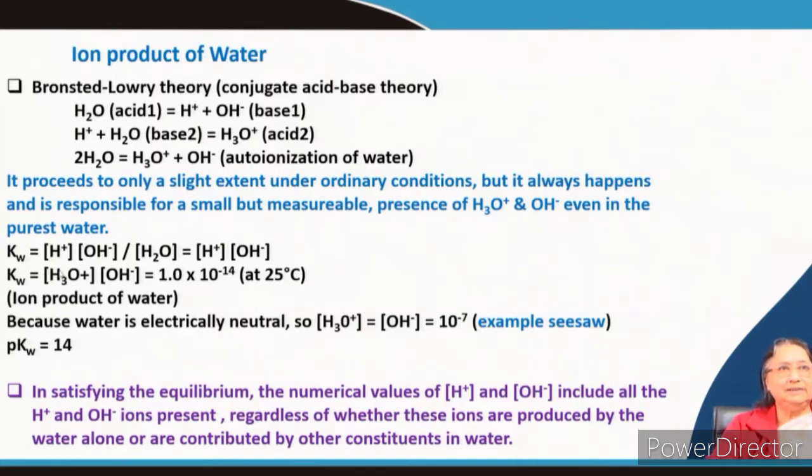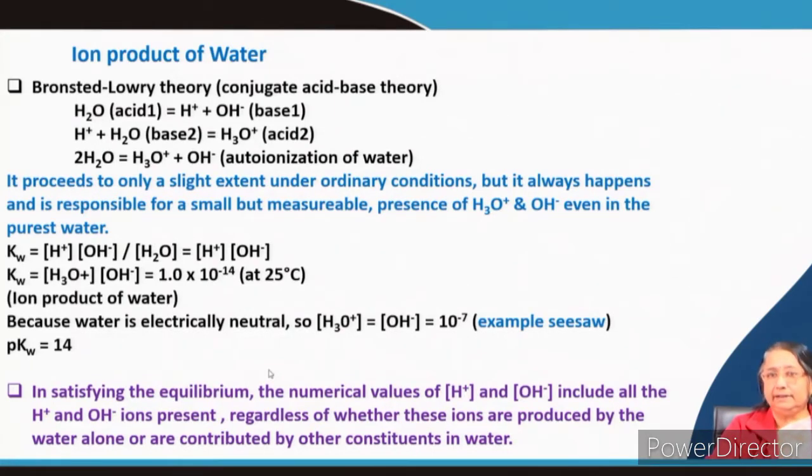So, Kw, which is the equilibrium constant of that reaction, can be written as Kw equals H plus ion concentration into OH minus ion concentration. This is the simple way to write, but actually we should write Kw equals H3O plus concentration into OH minus concentration, which is nothing but 1 into 10 to the power minus 14 at 25 degrees centigrade.